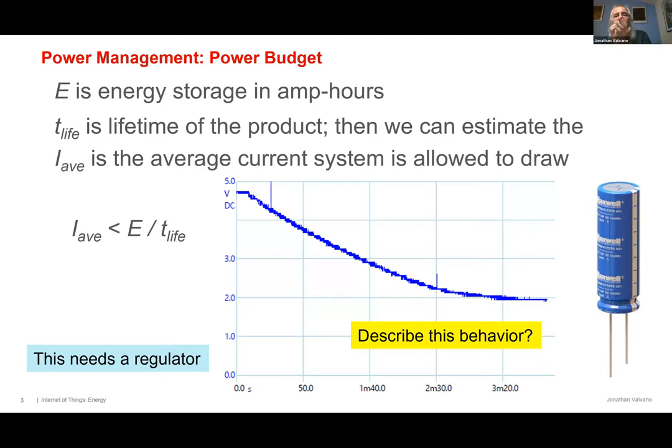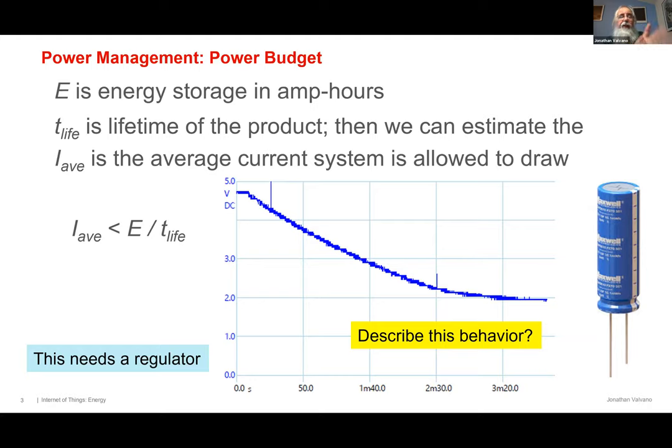Okay, so the first is planning. And again, this is where the world uses the wrong definition. This is not energy. If the parameter is in amp hours, that's not joules, right? That's joules per volt or whatever. But because batteries are specified in amp hours, we're going to do this assuming a constant voltage. We are going to use the same equation. And this is the power budget right there. If you have an energy storage of E and a desired lifetime of T, your average current has to be less than E over T. And that's just sort of a simple unit thing.